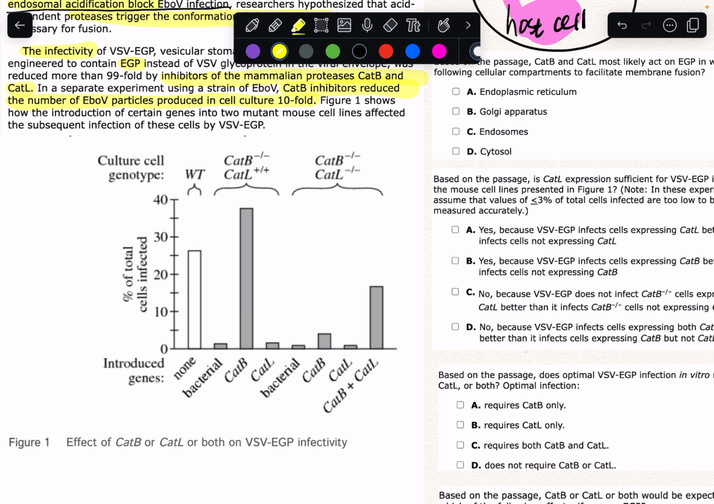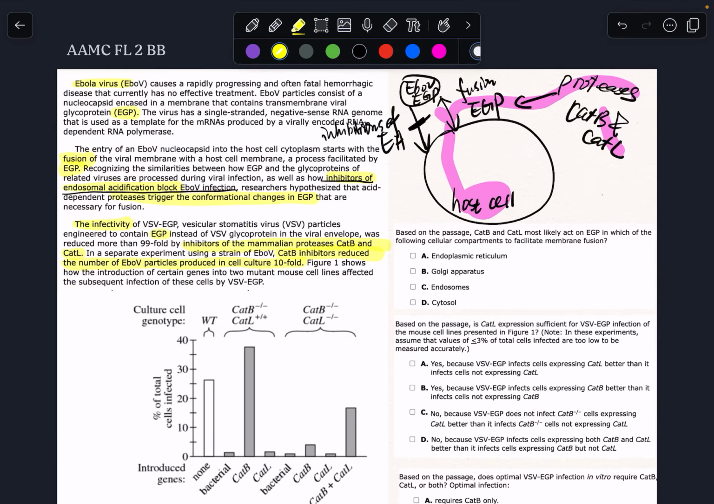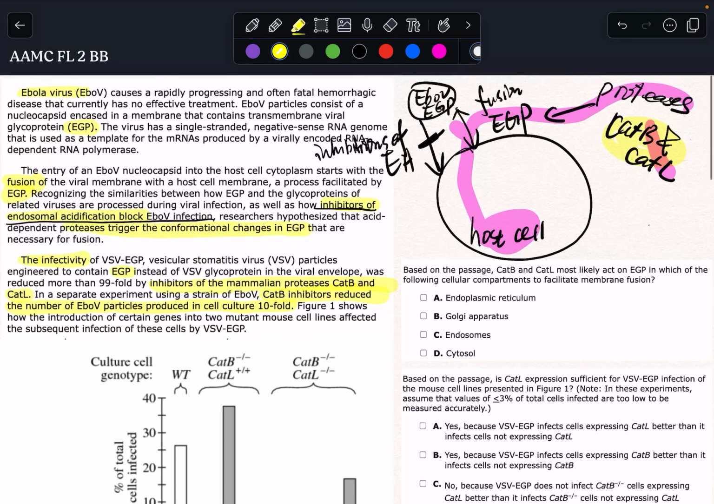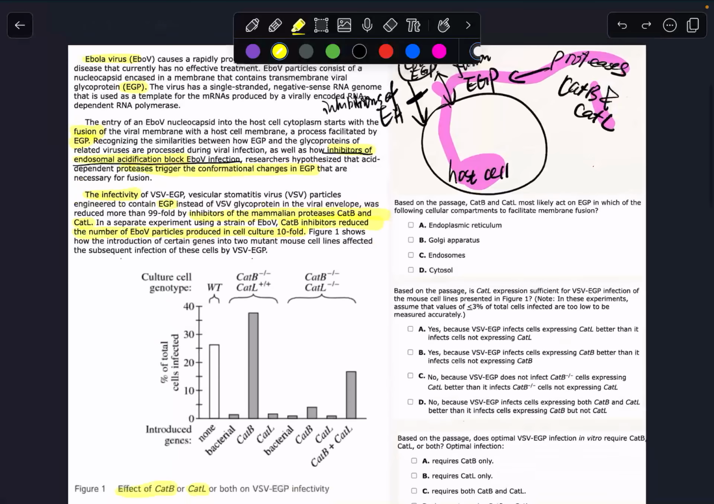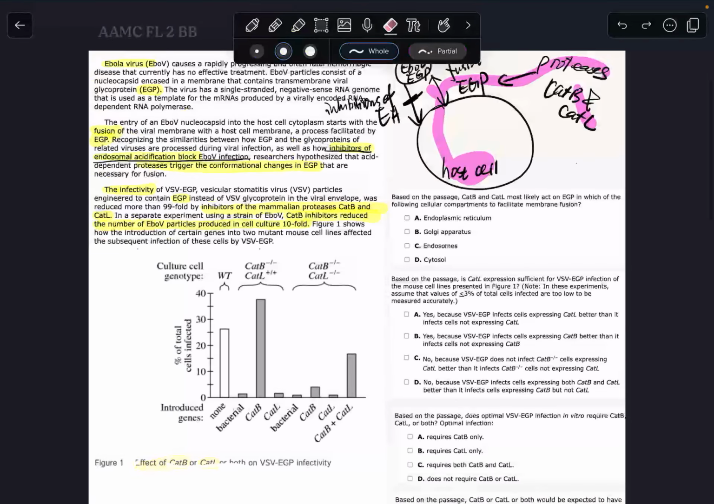And then the independent variable of my experiment is really the effect of either CatB alone, or CatL alone, or having both CatB and CatL, to see how that will affect the infection versus having just CatB or CatL. If that makes sense, that's the independent variable of my experiment.